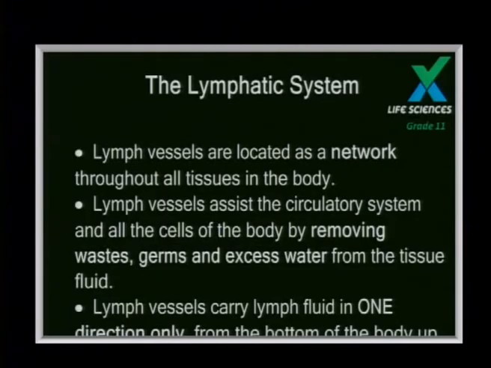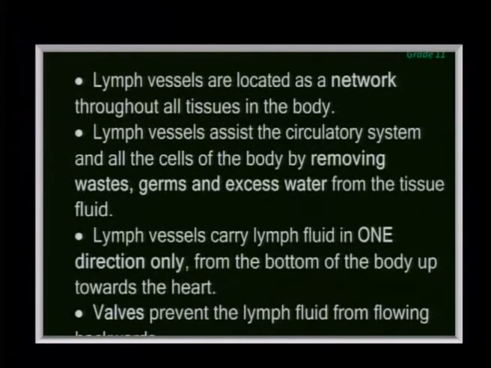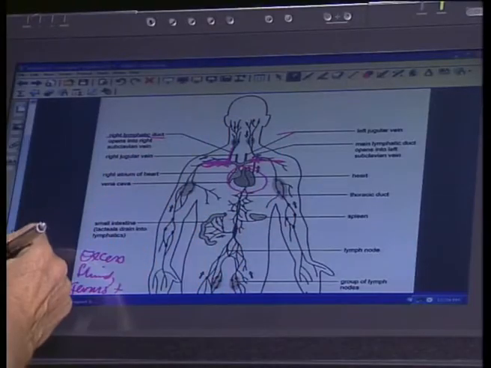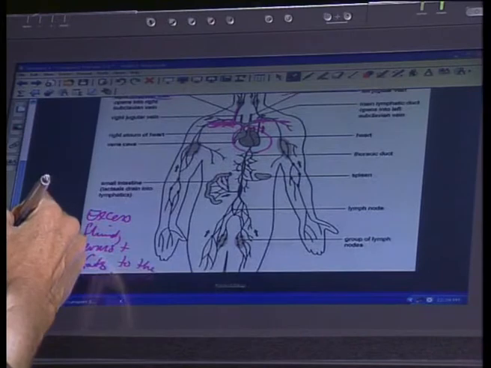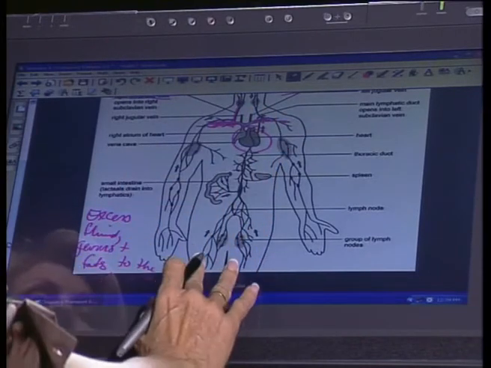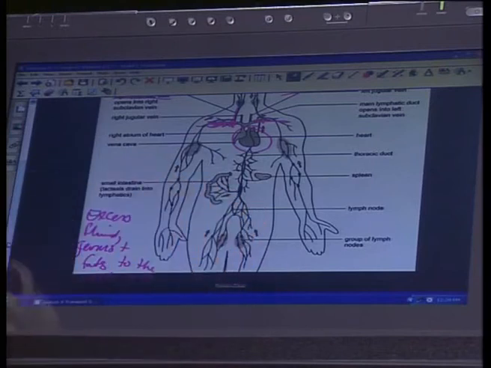Okay, the lymphatic system. The lymph vessels are located as a network. I mean, you can clearly see, look at this, it is an absolute network. Now, something else you can notice here is that it comes from here and it runs in one direction. So your lymphatic system certainly doesn't look like your circulatory system. All right, definitely not.